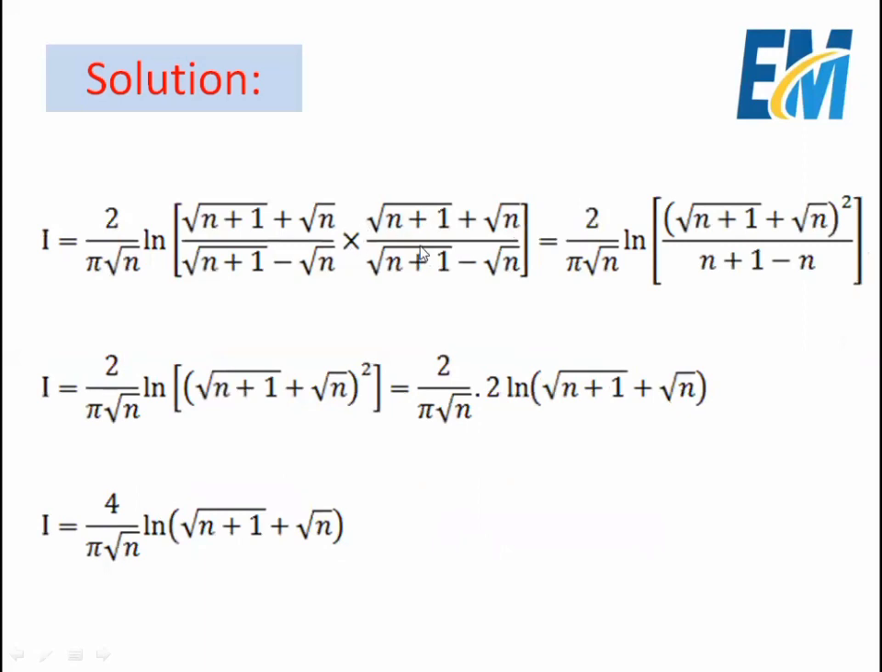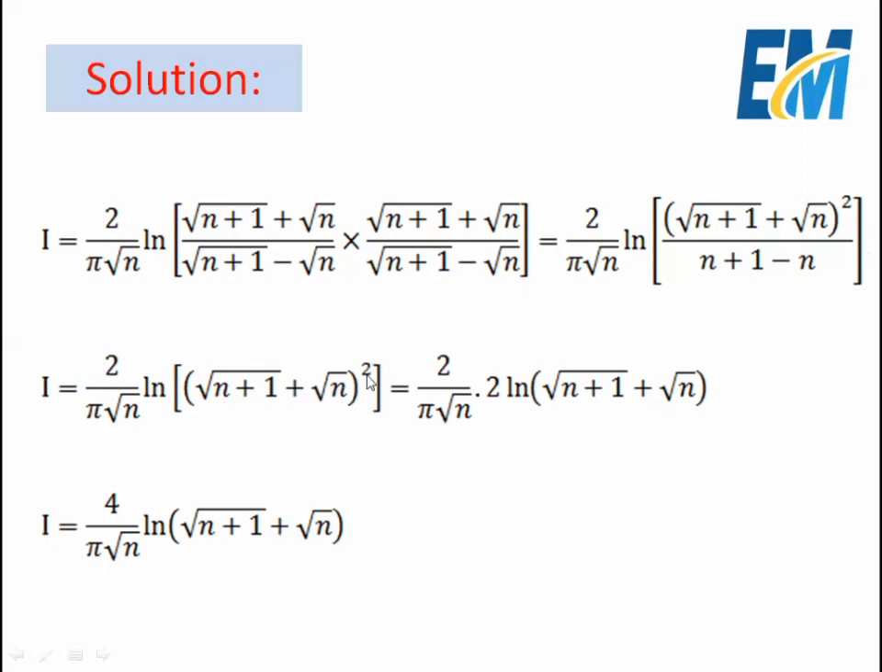So we can multiply by the conjugate. So we will get 2 over pi square root of n. This term multiplied by this term, which is all square. And here we have a minus b multiplied by a plus b. Here is a plus and not minus. So we have this quantity square minus square root of n square, which is n plus 1 minus n. So n and n will cancel each other. So we will have I equals to 2 over pi square root of n ln of square root of n plus 1 plus square root of n all square.